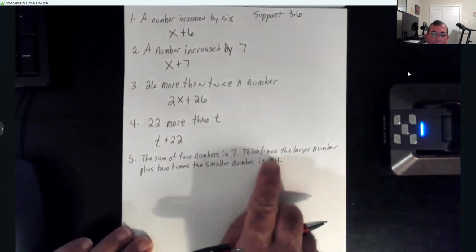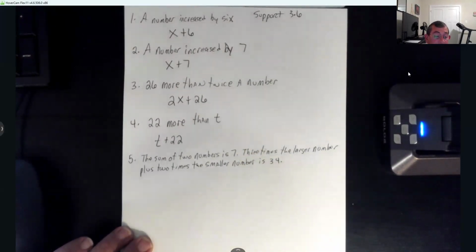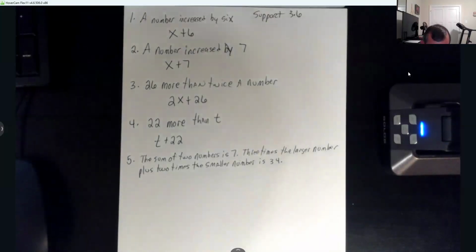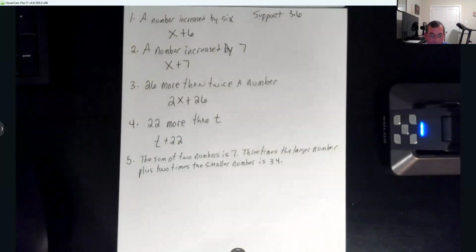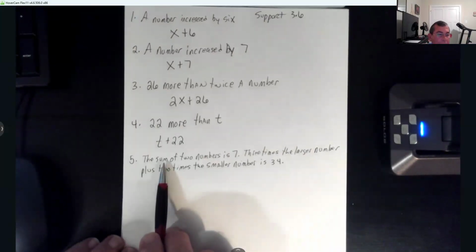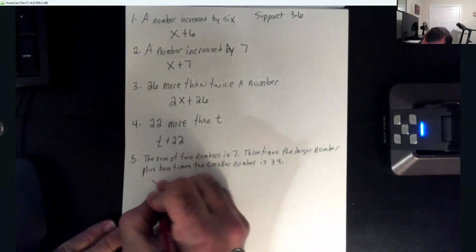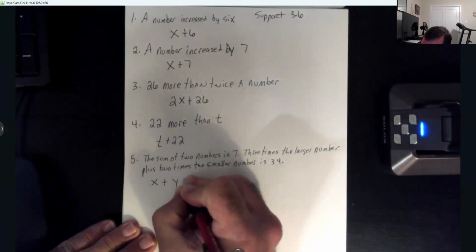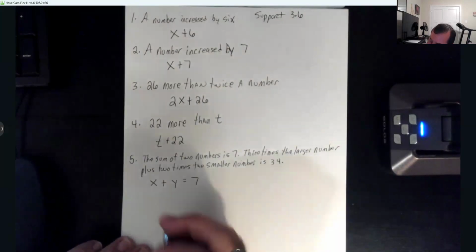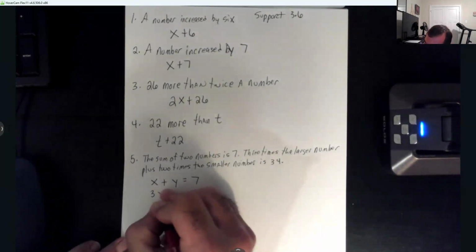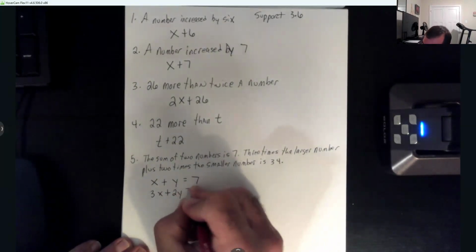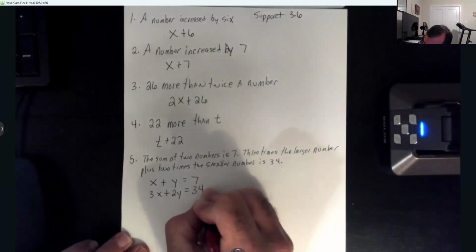So can y'all come up with two equations based on these two sentences? What's my first sentence? And let X and Y be your numbers. So y'all give me using X and Y. So X plus Y equals 7. Good job. And then 3 times the larger, 3X. Good job. Plus 2 times the smaller, 2Y. Good job. Equaled 34.